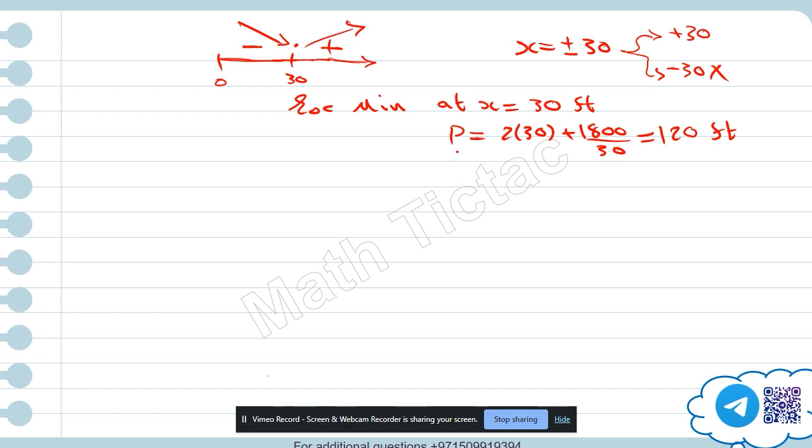Now I will calculate the y, if they ask you to find the y value. So y is equal to 1800 divided by 30, which is equal to 60. Perfect. That's it. This is my final answer. This is the end of this question. So let's move directly to the next question.